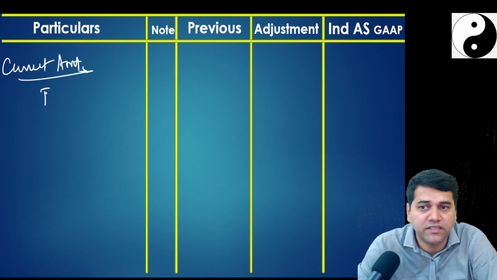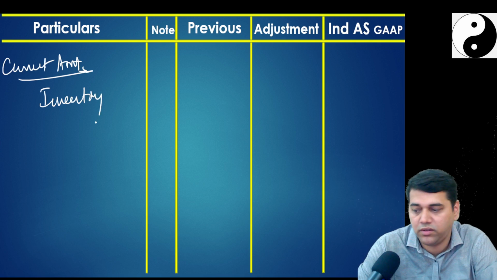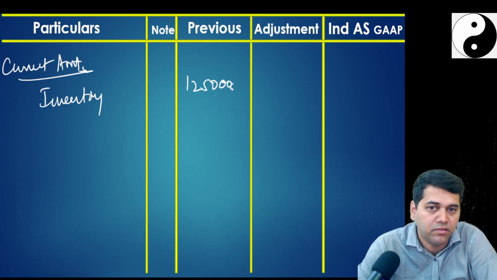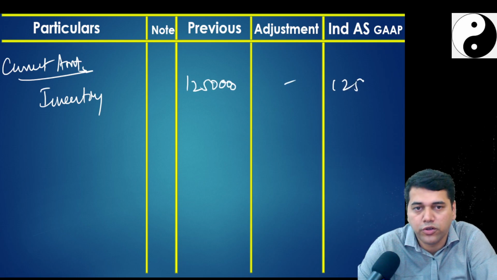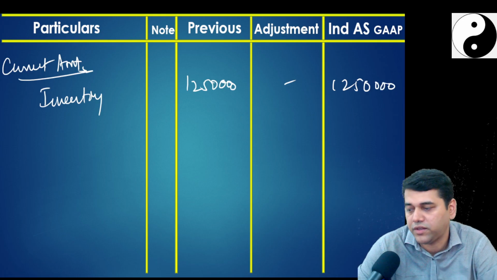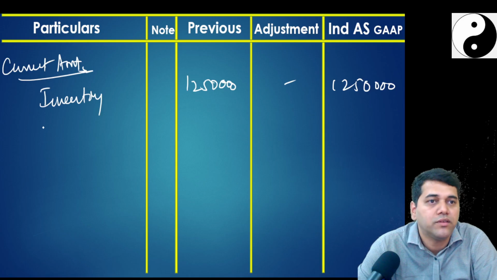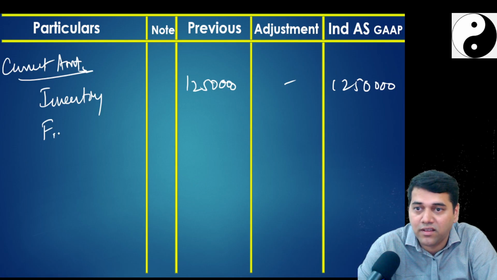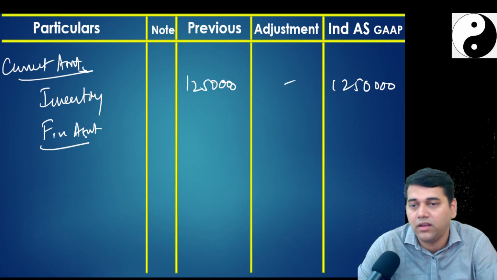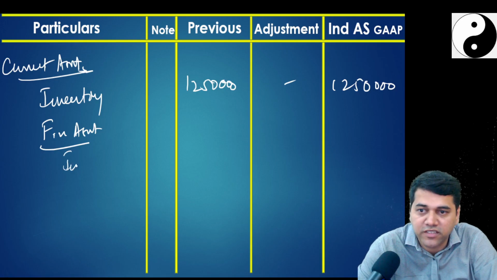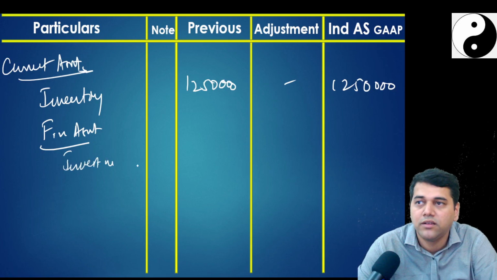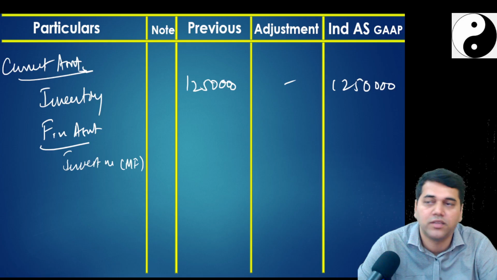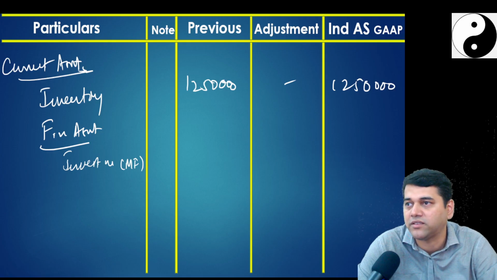The first current asset is inventory, always. Is there any change? 12 lakh 50. No CFO's query also, no reclassification also, 12 lakh 50. Next to inventory, what comes? Financial asset. Under financial asset, the first financial asset is investment. You have got mutual fund. In bracket, you can write mutual fund for your understanding. Generally, you don't write like this. You simply say financial asset.